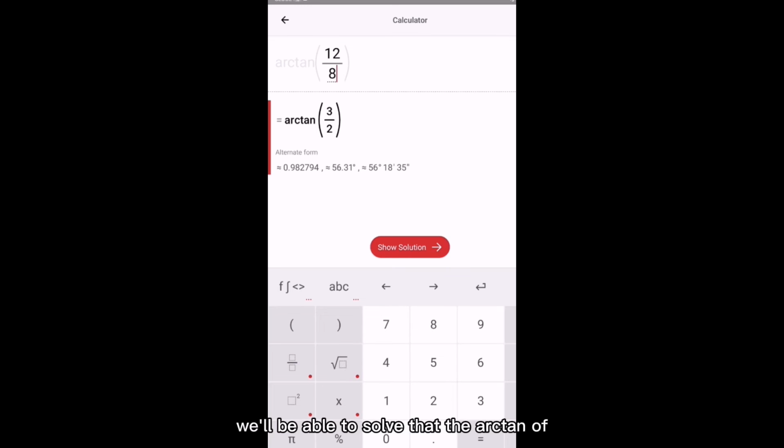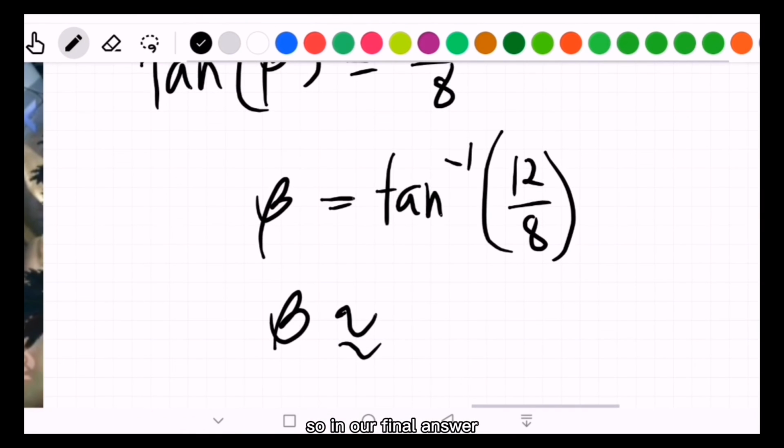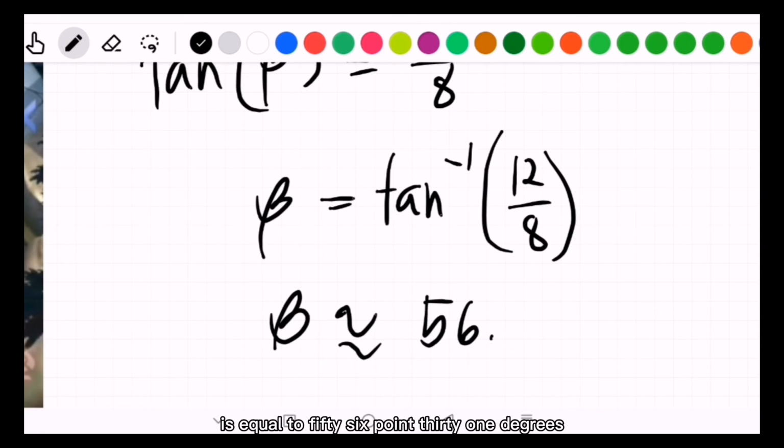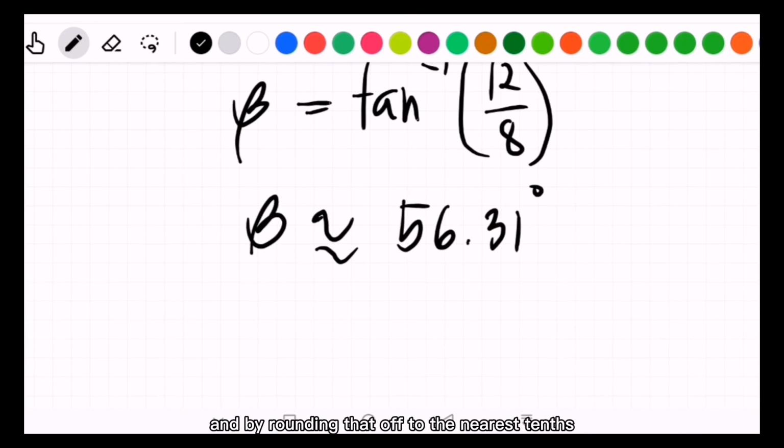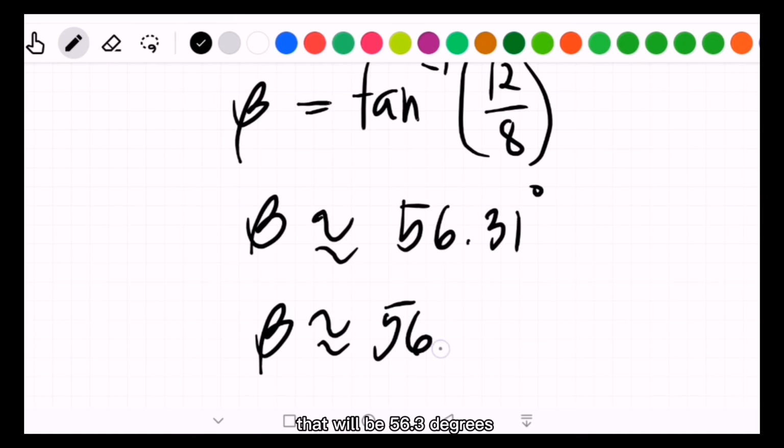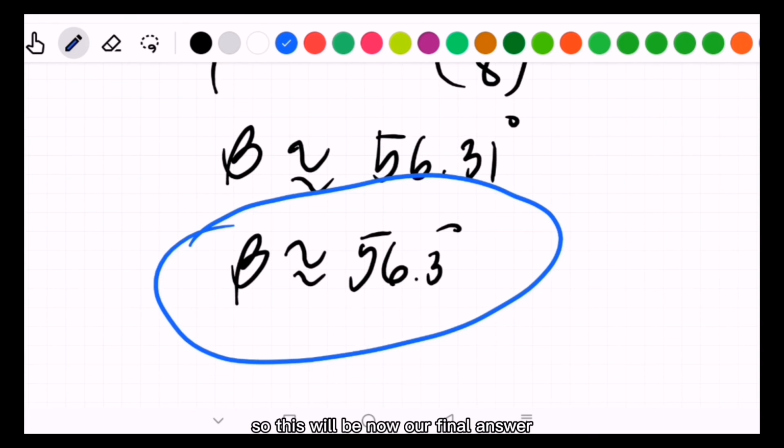So in our solution, we'll be able to solve that the arctan of 12 over 8, or arctan of 3 halves, is equal to 56.31 degrees. So in our final answer, the inverse of the tangent of 12 over 8 is equal to 56.31 degrees. And by rounding that off to the nearest tenths, that will be 56.3 degrees. So this will be now our final answer.